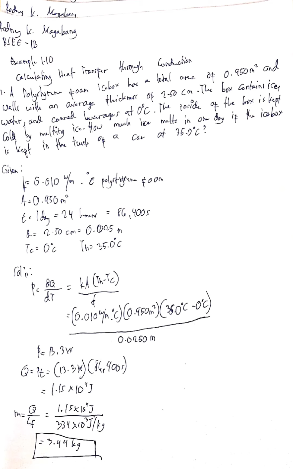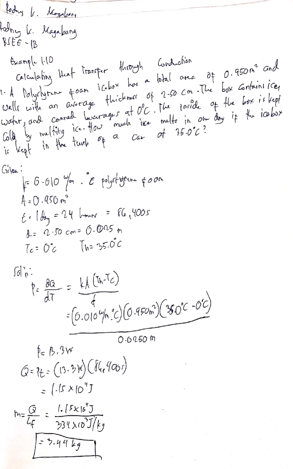Given: k = 0.010 W/m·°C for polystyrene foam, A = 0.950 m², t = 1 day = 24 hours = 86,400 seconds, d = 2.50 cm = 0.025 m, Tc = 0 degrees Celsius, Th = 35.0 degrees Celsius.